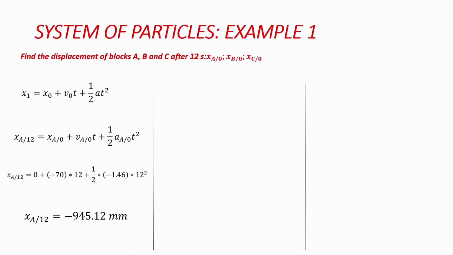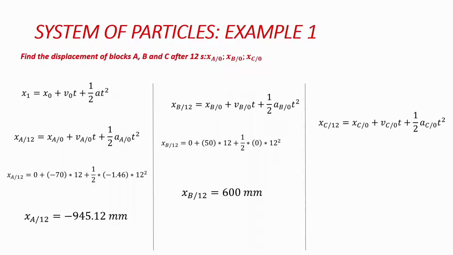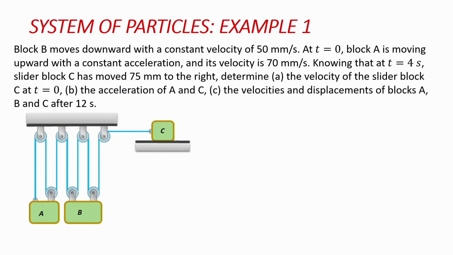For the displacement of particle A, we have it to be minus 945.12 millimeters. For that of particle B, if we do the same, we have the displacement of particle B after 12 seconds to be 600 millimeters. And finally, for particle C, if we input all the known values to estimate the displacement when the time is 12 seconds, we have that the displacement of particle C is 435.36 millimeters. So after this is done, I think we're done with everything that is required of us.